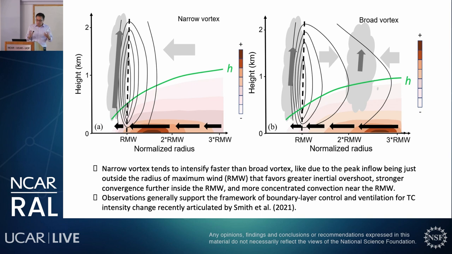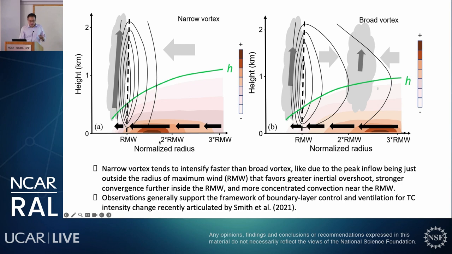summarizing our findings, comparing the kinematic structure of the narrow vortex versus a broad vortex. Thanks to Rob Rogers, actually, he made this plot, not me. I just want to summarize.